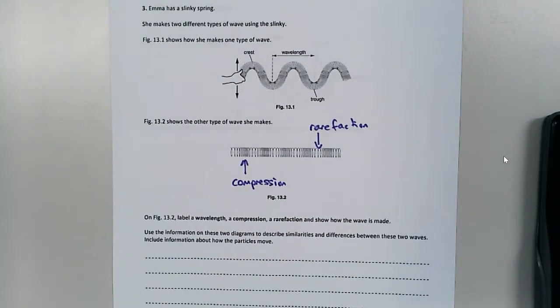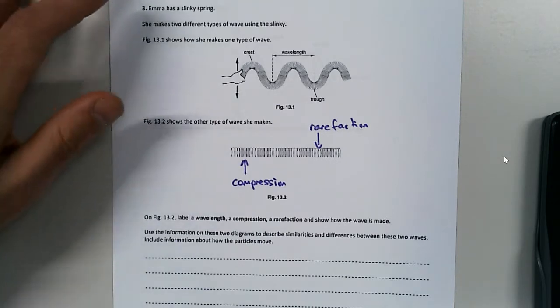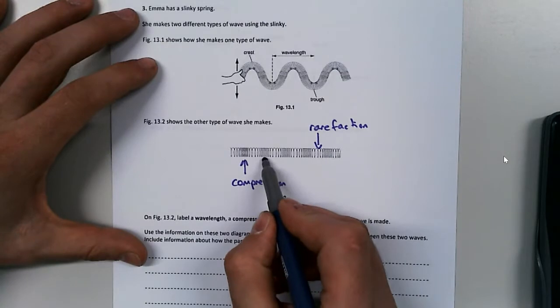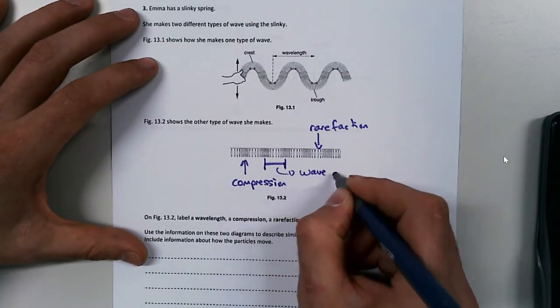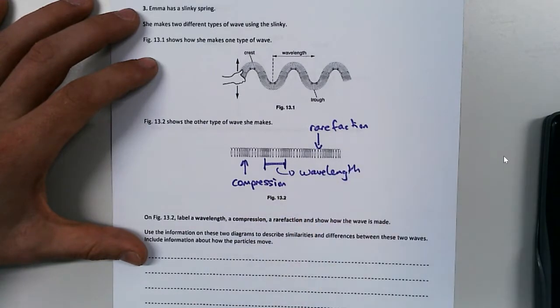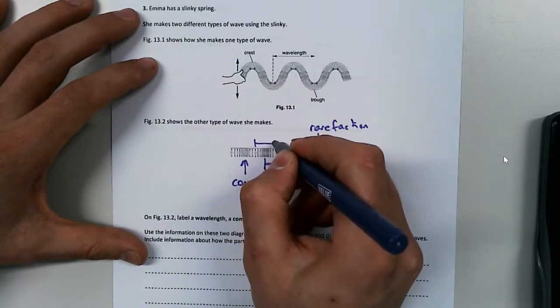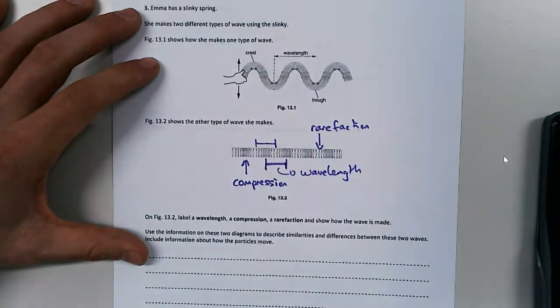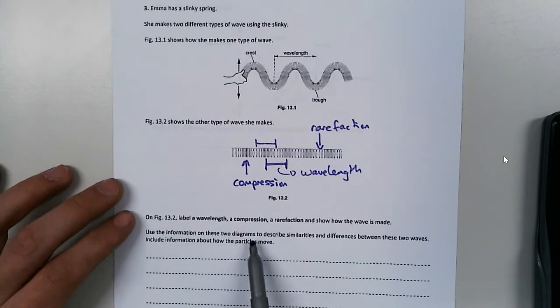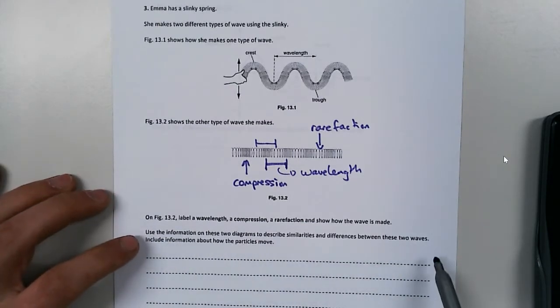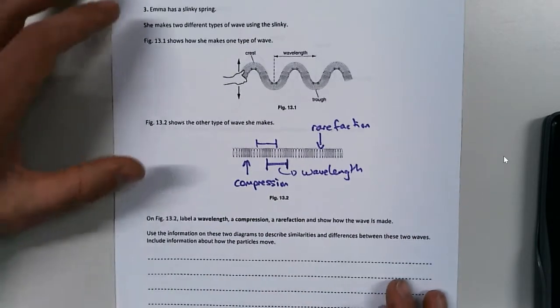And our wavelength is going to be from two identical points on the graph. The easiest way to do the wavelength is to go from one compression to another compression like this. You could equally have done rarefaction to rarefaction as well. That would also be a wavelength. We're then asked to use the information on these two diagrams to describe similarities and differences between these two waves, including information about how the particles move.